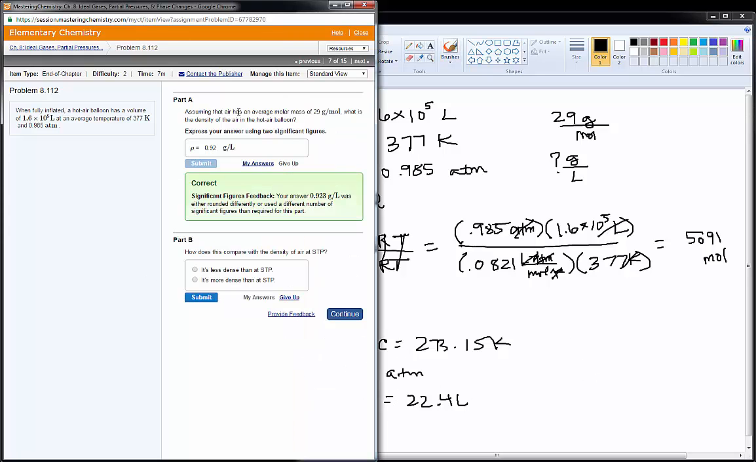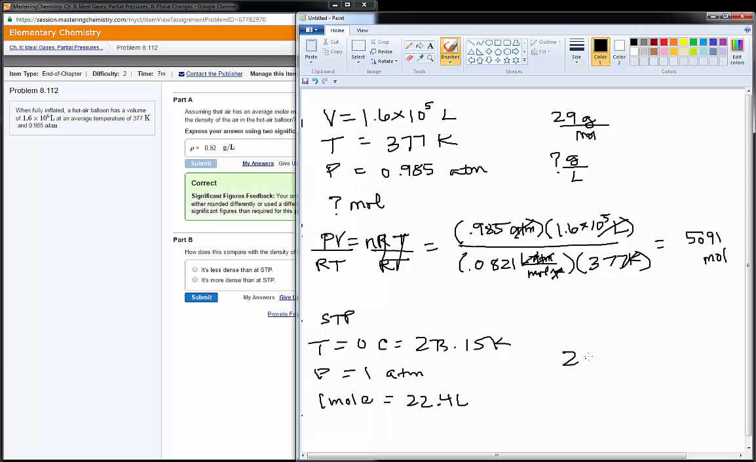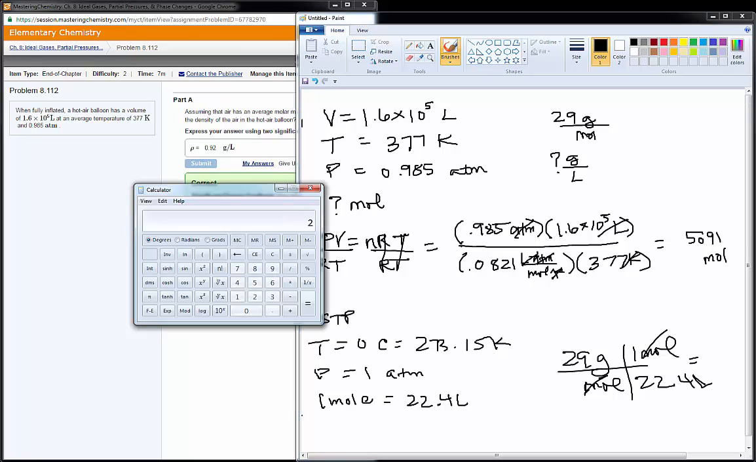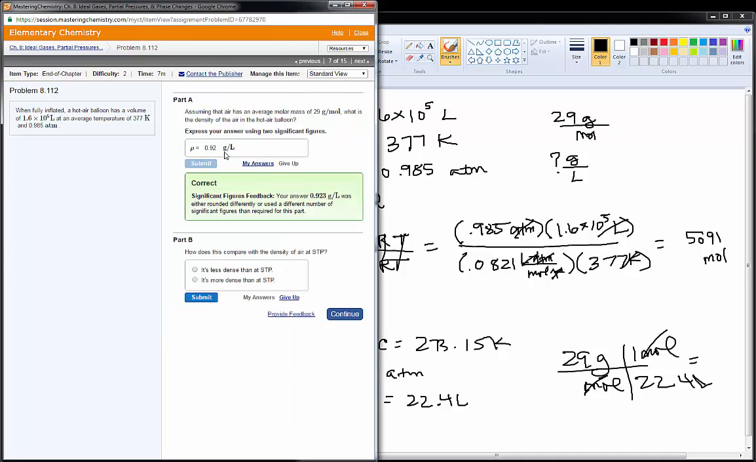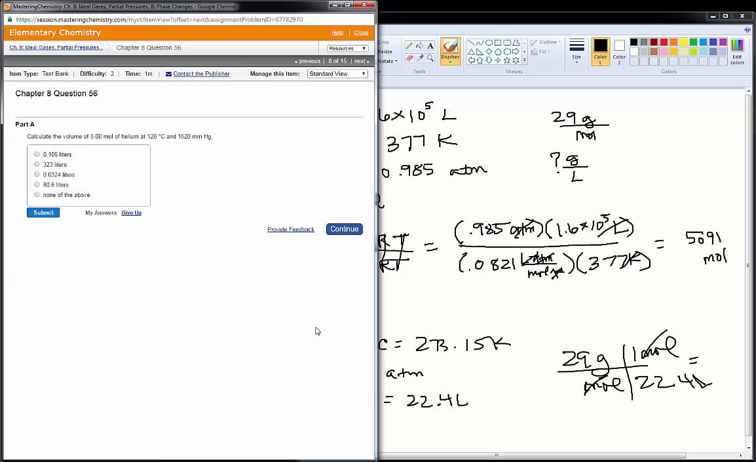And we also know that we're still talking about air. And air has an average molar mass of 29 grams per mole. So we can still use that. 29 grams per mole, and 1 mole at STP, 22.4 liters. So air at STP has a density of 1.29 grams per liter. That is higher than this one. So this is lower, it's less dense, and we can prove that mathematically.